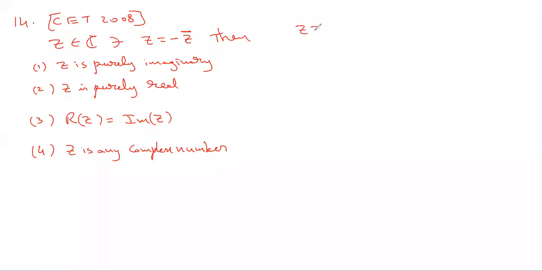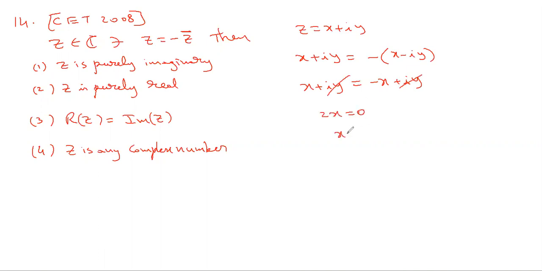Suppose z is equal to x plus iy, you take. What they have given, we'll write: x plus iy equal to minus conjugate of z, where conjugate of z is x minus iy. So which is equal to minus x plus iy. You need not do anything, just simply write the meaning of this and you get x is equal to minus x. So 2x is equal to 0, x is equal to 0, real part is 0, purely imaginary. Your answer is correct, but this is a more convincing method.